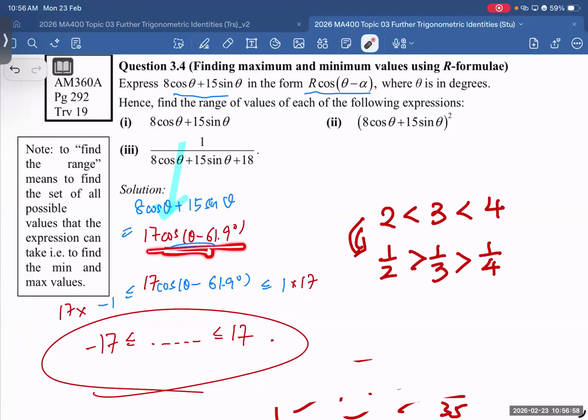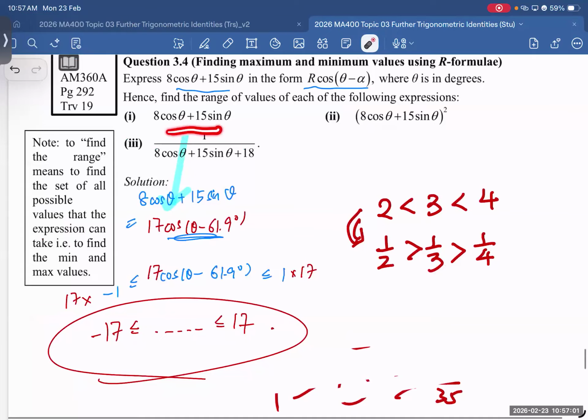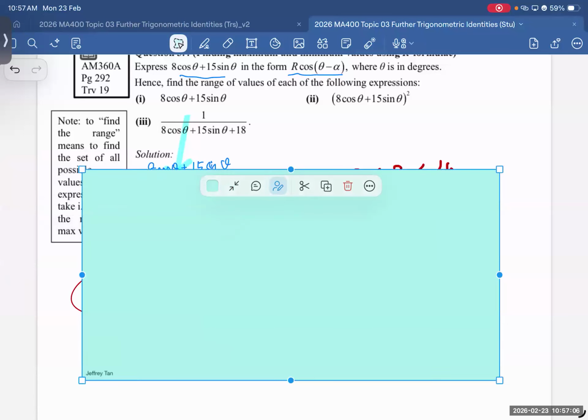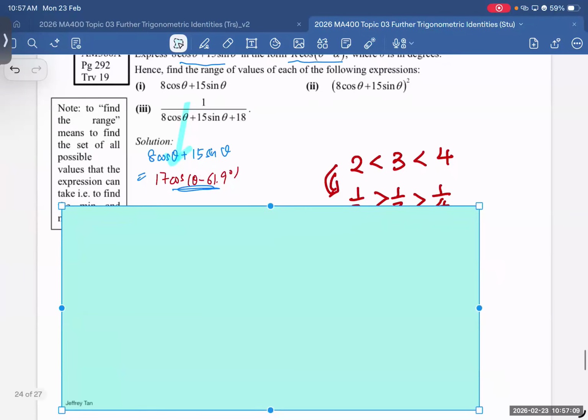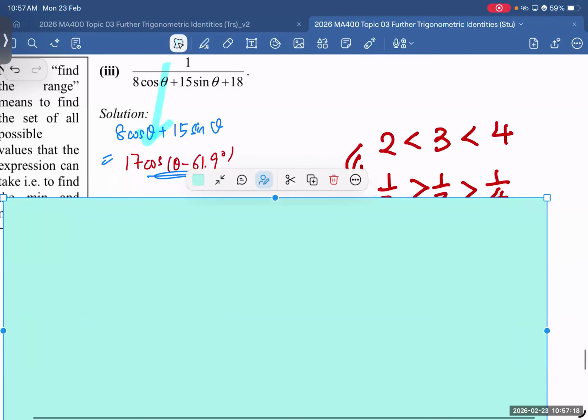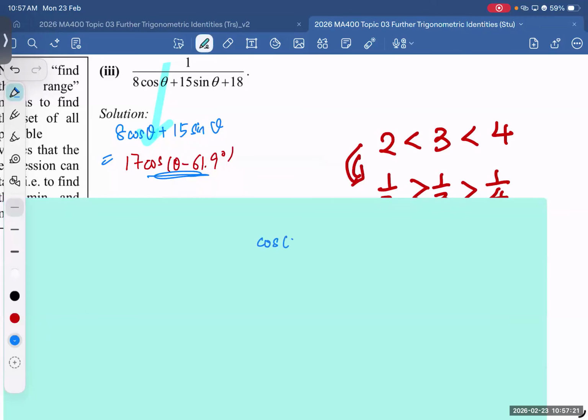Okay, now I want to find the range. So that's another reason why we do R formula. When you have an R formula, you will have so many reasons to love this one. Because one, this can tell you the maximum and the minimum value. What's the maximum value of a cosine? What's the minimum value of a cosine? Is none other than 1 and -1. Now, if I were to just be itchy fingers and multiply by 17, I know that the maximum value and minimum value will toggle between 17 to -17.